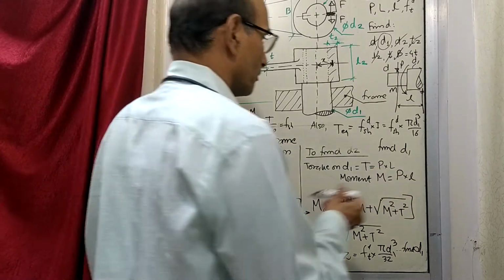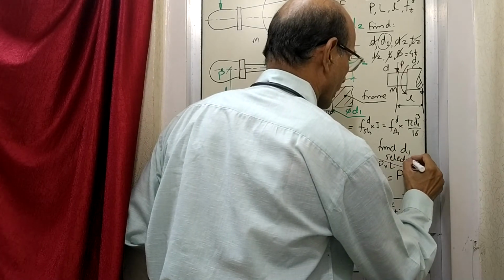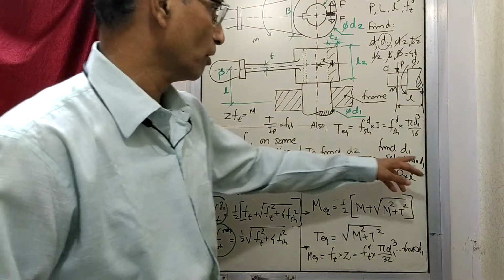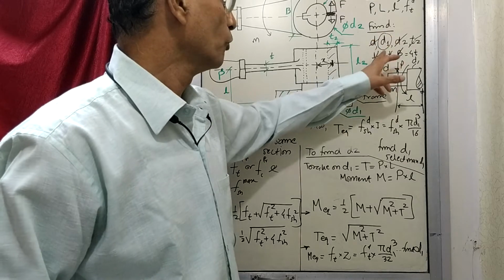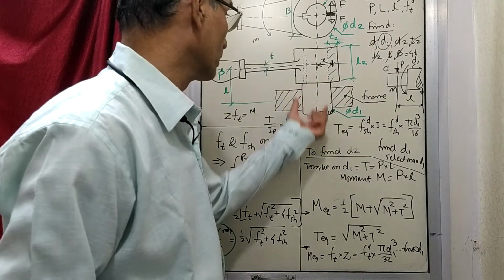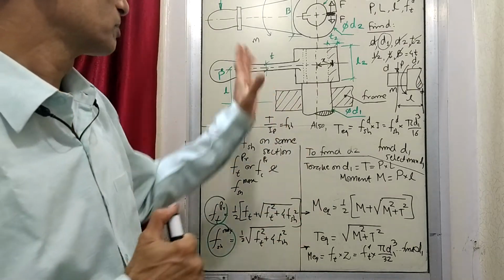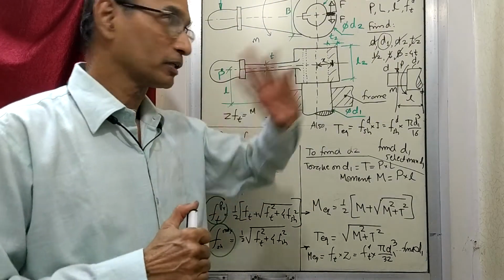I'll write here. Select whichever is the maximum value of D1 out of these two, that is what we will select here. So we have found out the diameter to be taken here. Okay, so have you seen how this particular exercise is done? Design of hand or foot lever. We have to here talk about foot lever.